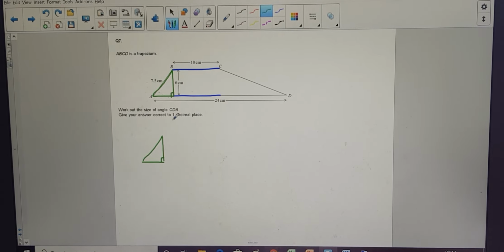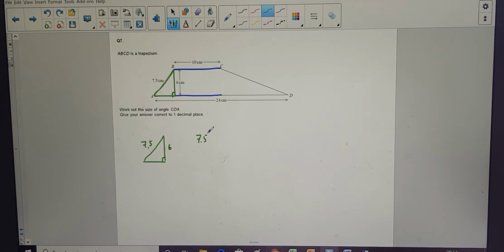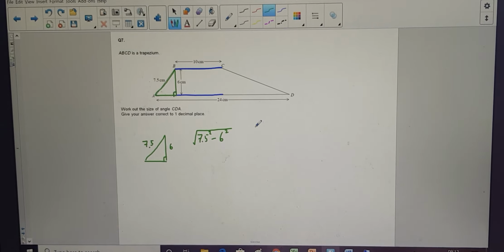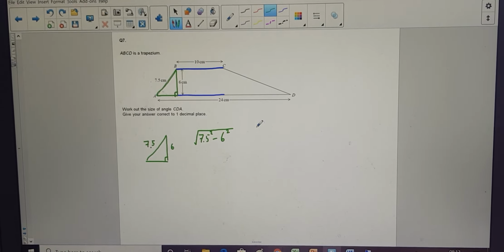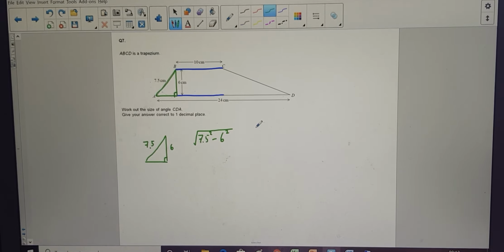Okay, we have a right angled triangle with two sides, and I want the one at the bottom. So I have the hypotenuse and this length here. So I'm going to do 7.5 squared, take away 6 squared, then I'm going to square root my answer. So I imagine this is going to be a pretty horrible number. Let's find out. 7.5 squared minus 6 squared gives me 20.25. So I'll square root that answer.